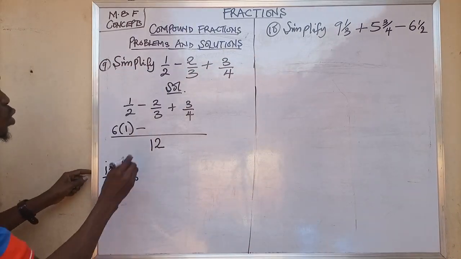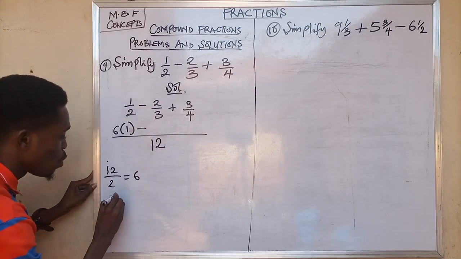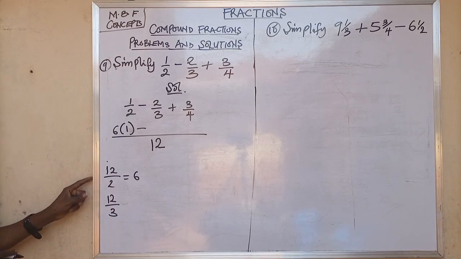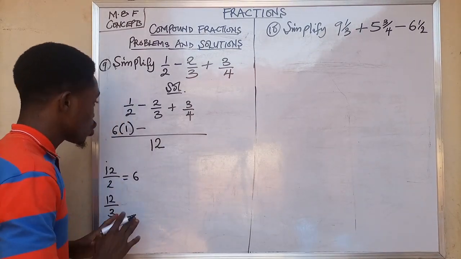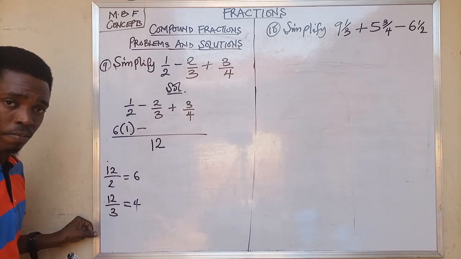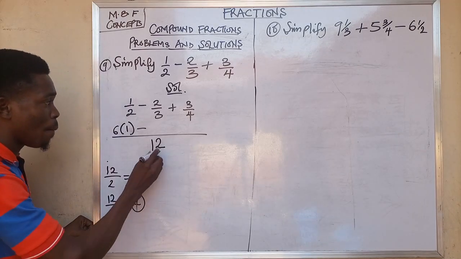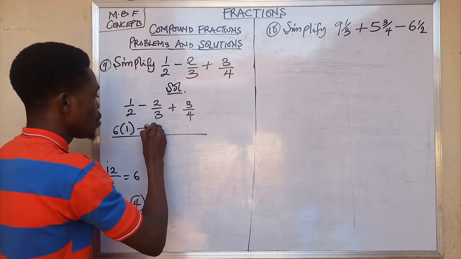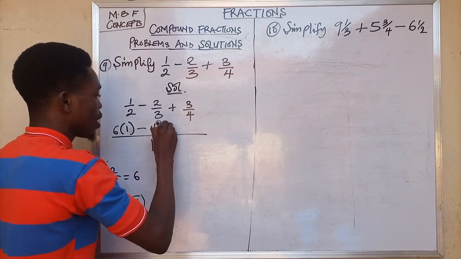Minus. What we do next is to get the numerator here. We are still going to have the new denominator divided by what? The middle denominator there, which is the second denominator, that happens to be 3. So when we divide 12 by 3, guys, we are going to have 4. And now we are going to multiply this 4 by the existing numerator of this 3 as the denominator. So we are going to have 4 times 2, since the existing numerator here is 2.